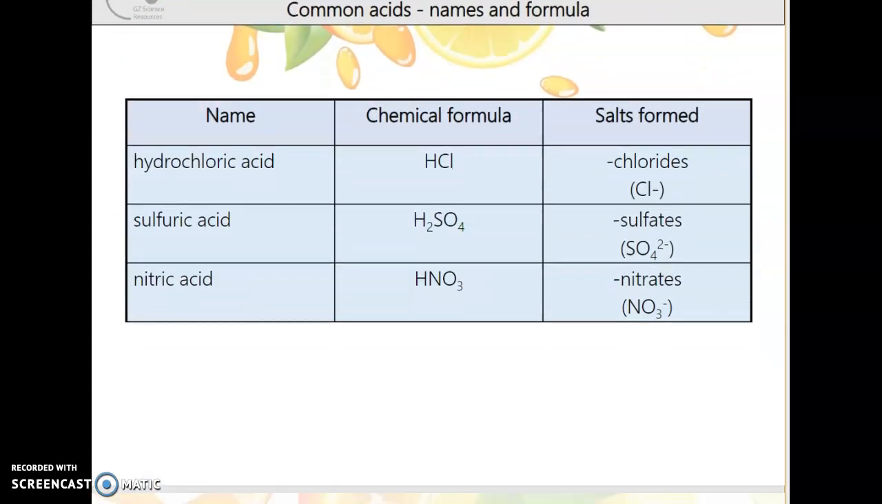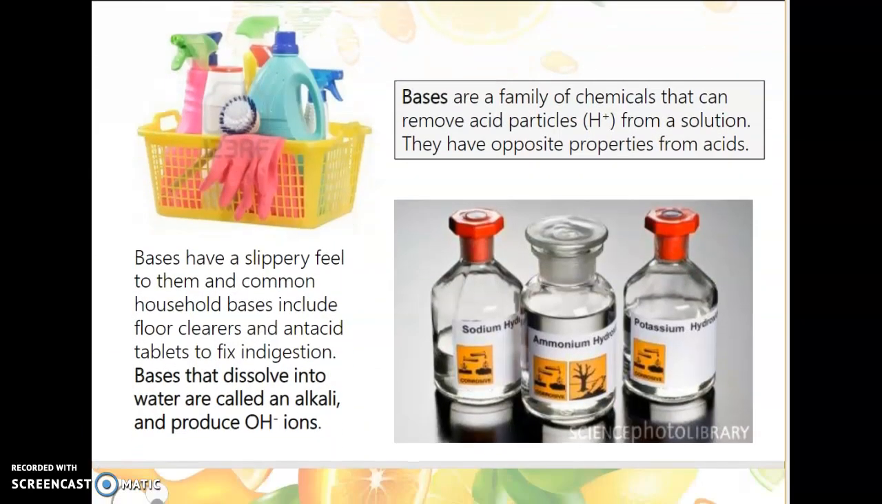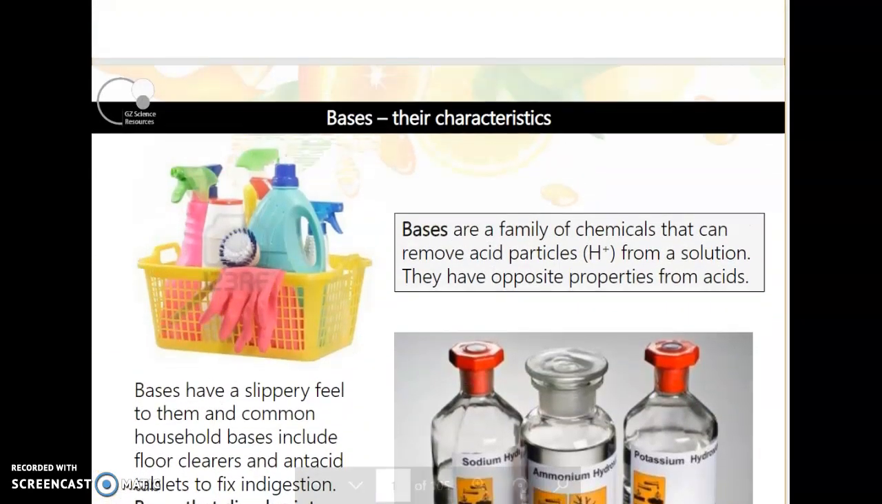These are just some common names and formulas for our acids. So hydrochloric acid, we've just gone through these, but we'll talk about them again. As I said, once we remove the H+ ion, it contributes to turning into water. We're then left behind with chlorides. Sulfuric acid produces sulfates, and nitric acid produces nitrates. So that's it for acids and their characteristics, basically.